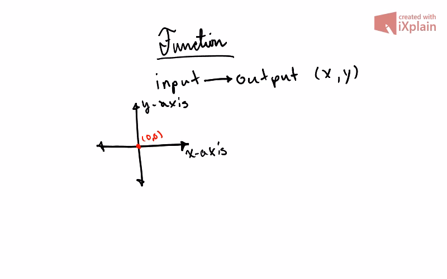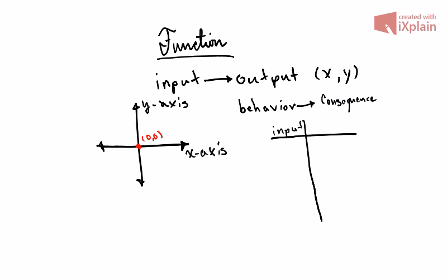Now, another way to think about input and output is behavior maps to consequence, be it good or bad. Okay, and basically what you have is a list of inputs. You have your input table, and you can do a little T-chart here, and you can do your output table.